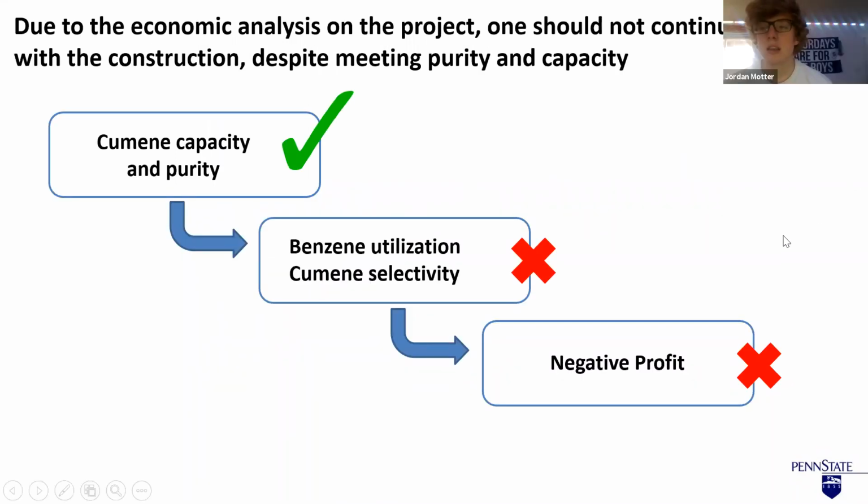After analyzing the economics on our base case, we concluded we should not move forward with the construction of our plant. We meet cumene purity at 99.9% and cumene capacity at roughly 48,000 pounds per hour. However, our poor utilization of benzene and the cumene selectivity in the reactor prevents our current base case from being profitable.